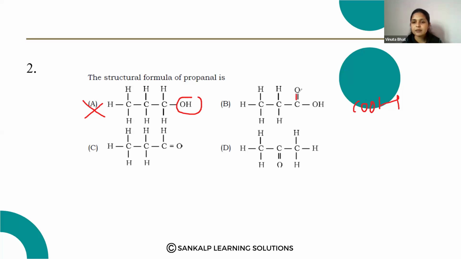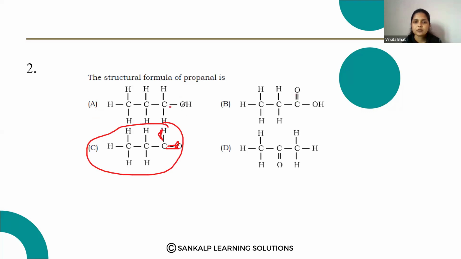Here, what can we say? It is a COOH group, C double bond O, OH. And in option C, just see option C, there is an OH group. Yes, this is the correct one. Here the O is directly attached, so this is the wrong one. Option C is the correct answer. Please note down the question.